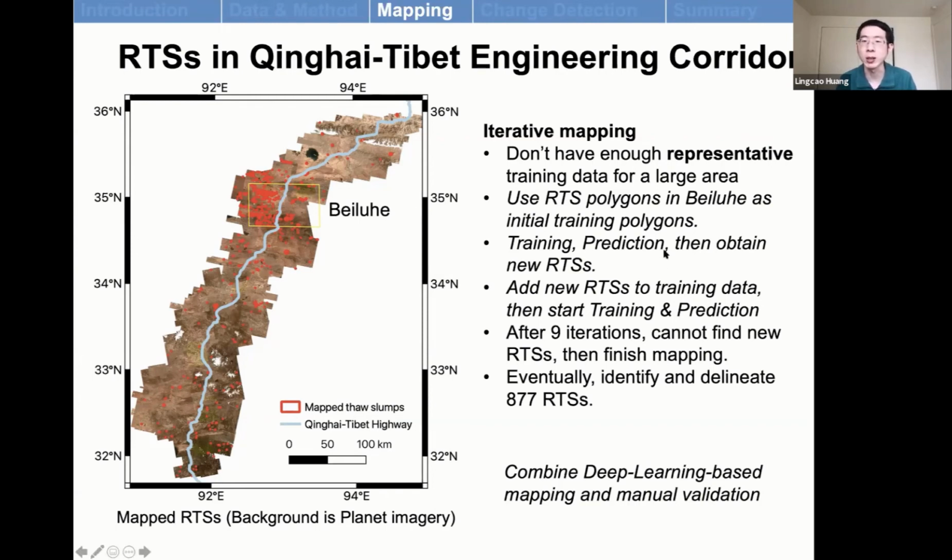In each iteration we can find some new false slumps and also some false positives. Then we add some of them to the training process, then run training and prediction again. So in this Qinghai-Tibet engineering corridor, we ran 9 iterations. After 9 iterations, we cannot find new RTS, so we finish our iteration. Eventually, we found 877 RTS in this region.